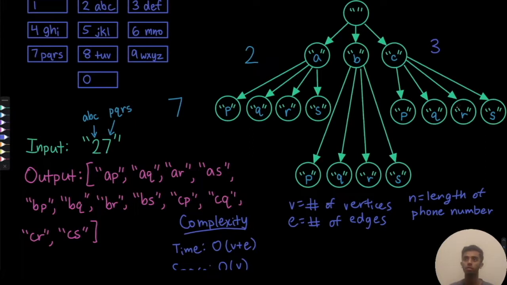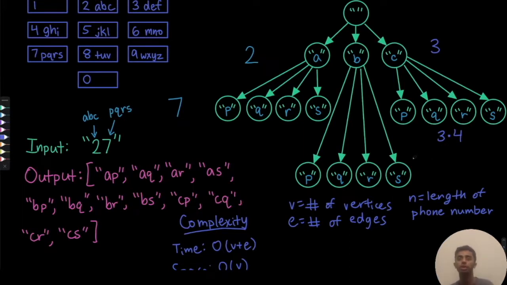Then at the next level, there are 4 options that come from the 7 right here. But you notice that we have to do these 4 options for each of the 3 options on the previous level. As an example, A from the 2 digit level has 4 options because of the 7 digit. But B also has 4 options because of the 7 digit, and C also has 4 options because of the 7 digit. So you can see that on the next level, there are 3 times 4 nodes here.